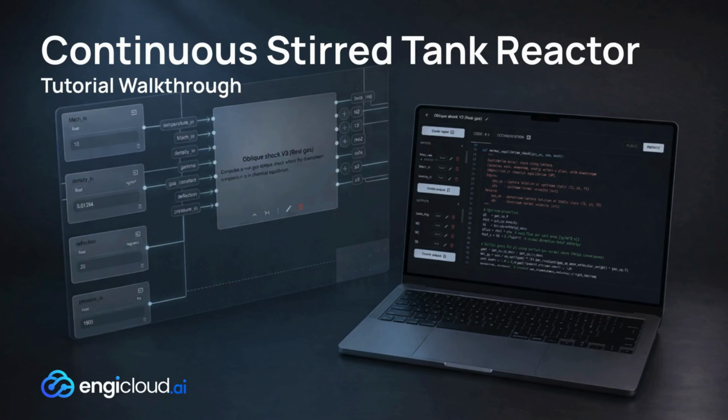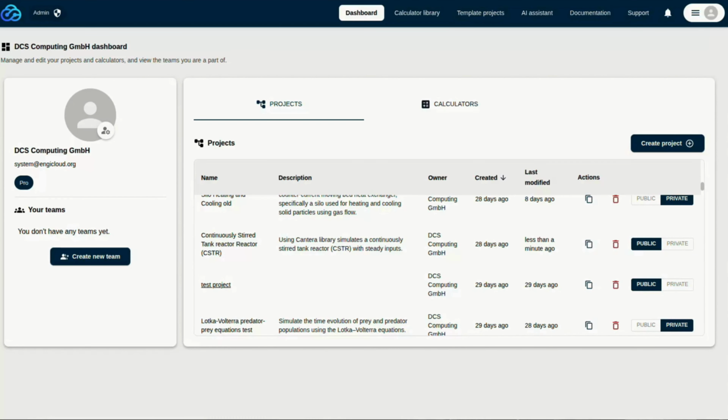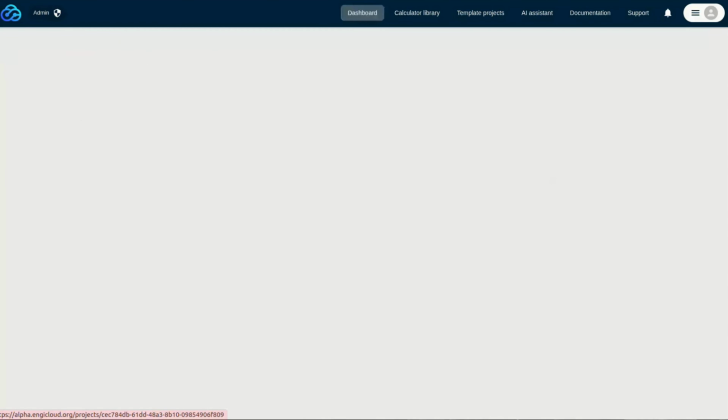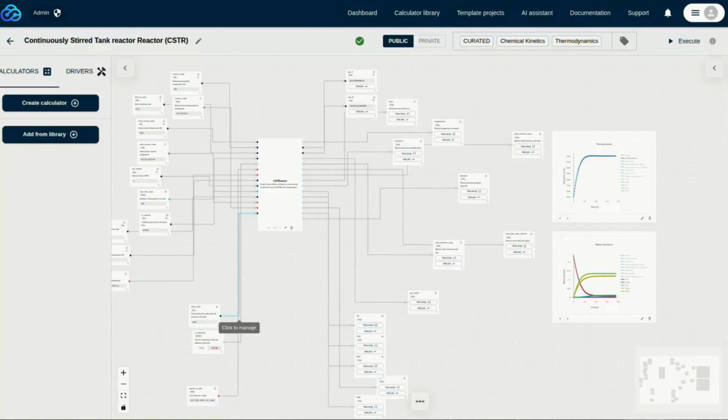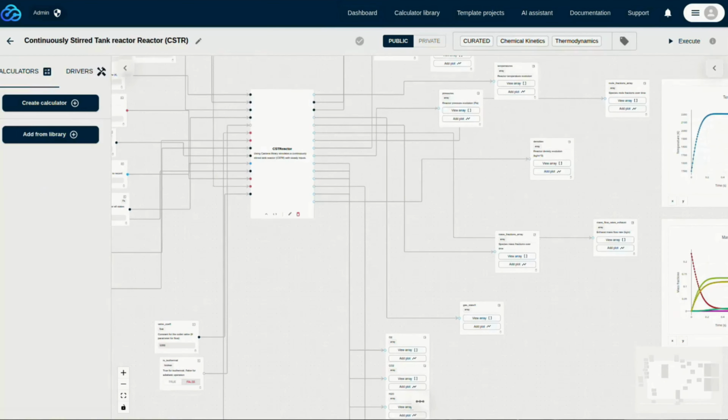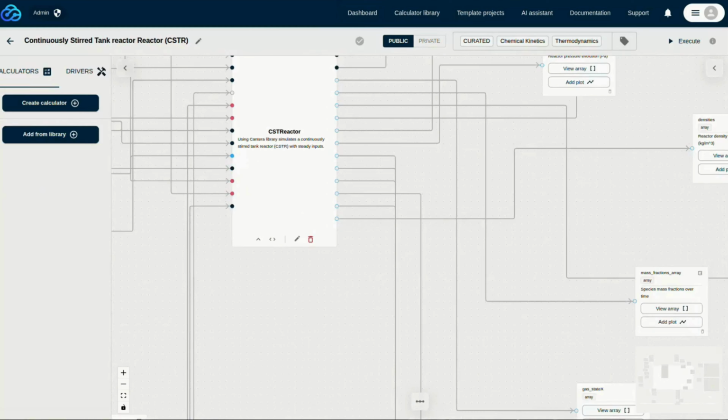Engineering precision requires more than static formulas. For complex processes, engicloud.ai integrates powerful libraries like Cantera to model real-world reactor dynamics with minimal setup. Here we simulate a continuous stirred-tank reactor.